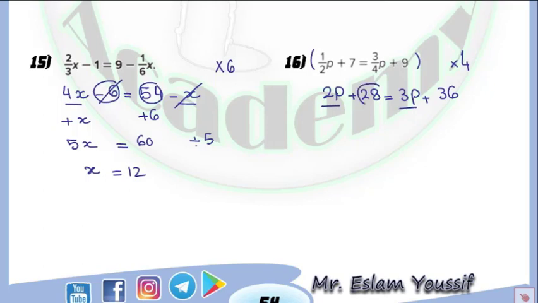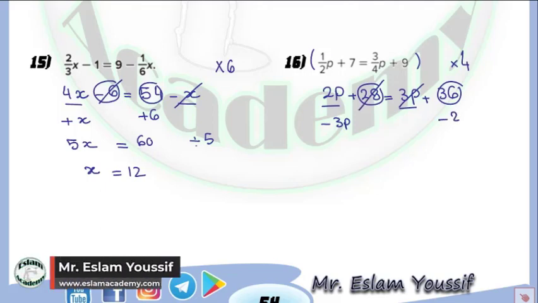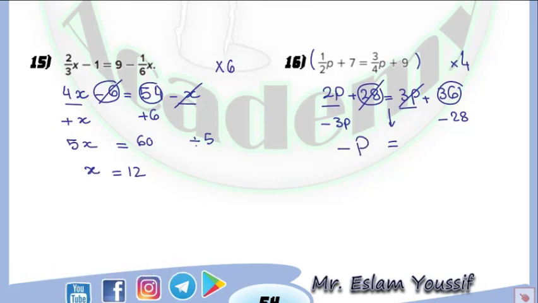Underline the variable and circle the numbers. Just subtract 3p. 28 is positive, so we'll just subtract 28. Write equal without any change. 2p minus 3p equals negative p. 36 minus 28 equals 8. Negative p equals 8. It means p is equal to negative 8.